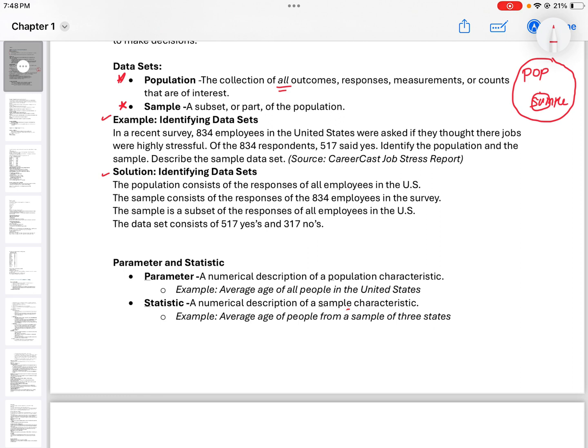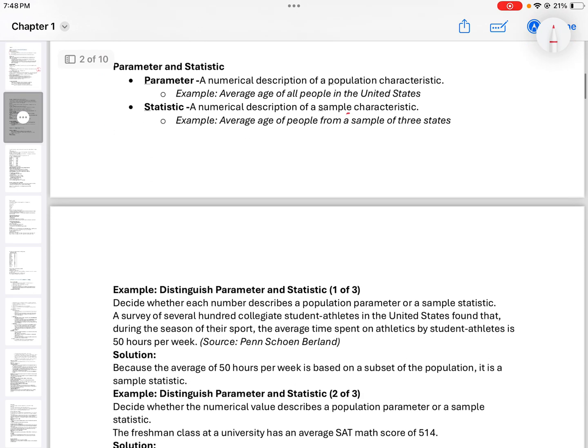Moving forward, a parameter and statistic. A parameter is a numerical description of a population characteristic, and a statistic is a numerical description of a sample characteristic. So notice one's for a population, one is for a sample.